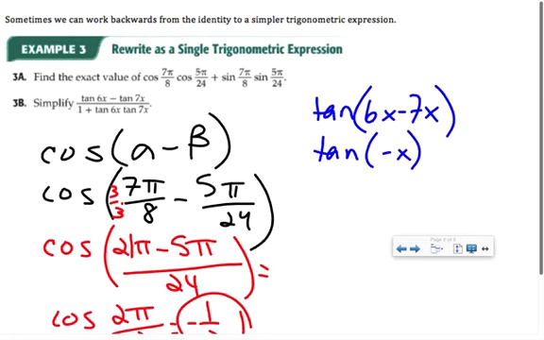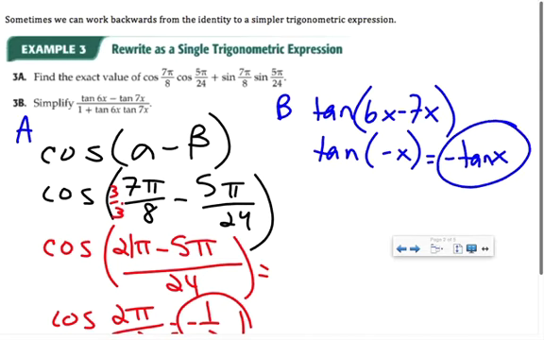And if you look on your reference sheet, it says that when you're taking the tangent of the negative angle, your answer is just the negative tangent of that angle. So that's it.